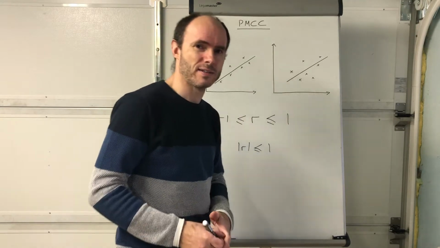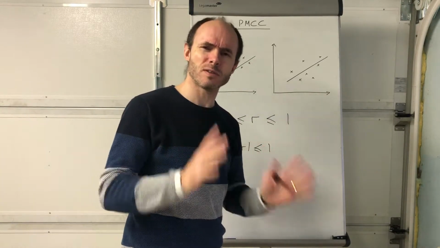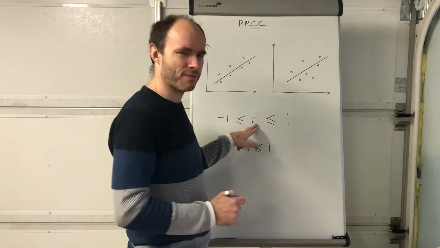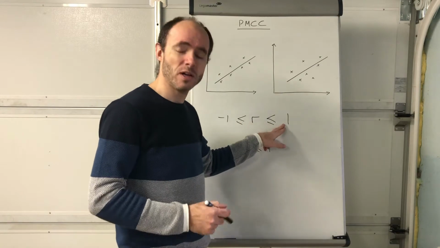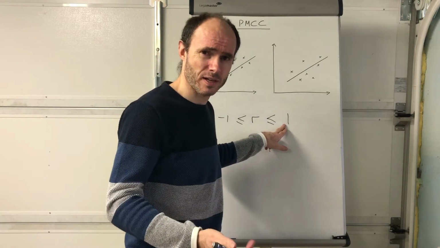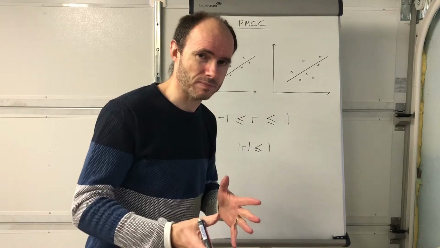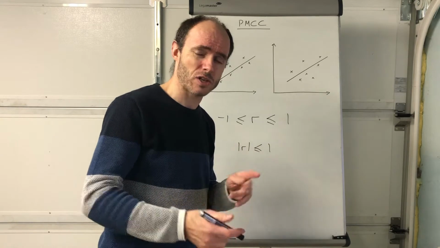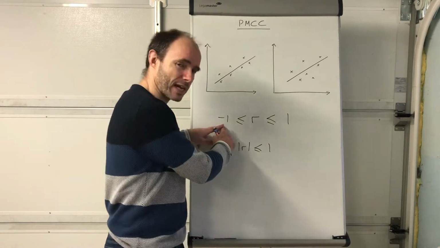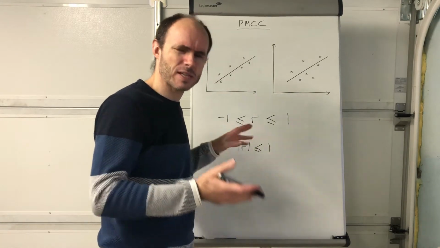One of the really great things about this is that it's so simple to interpret. Basically, the closer the value of r is to 1, the stronger the correlation, and it's positive. The closer r is to 0, the weaker the correlation, or there's no correlation if r is close to 0. The closer r is to -1, the stronger the correlation is, but negative. That's quite simple, isn't it?